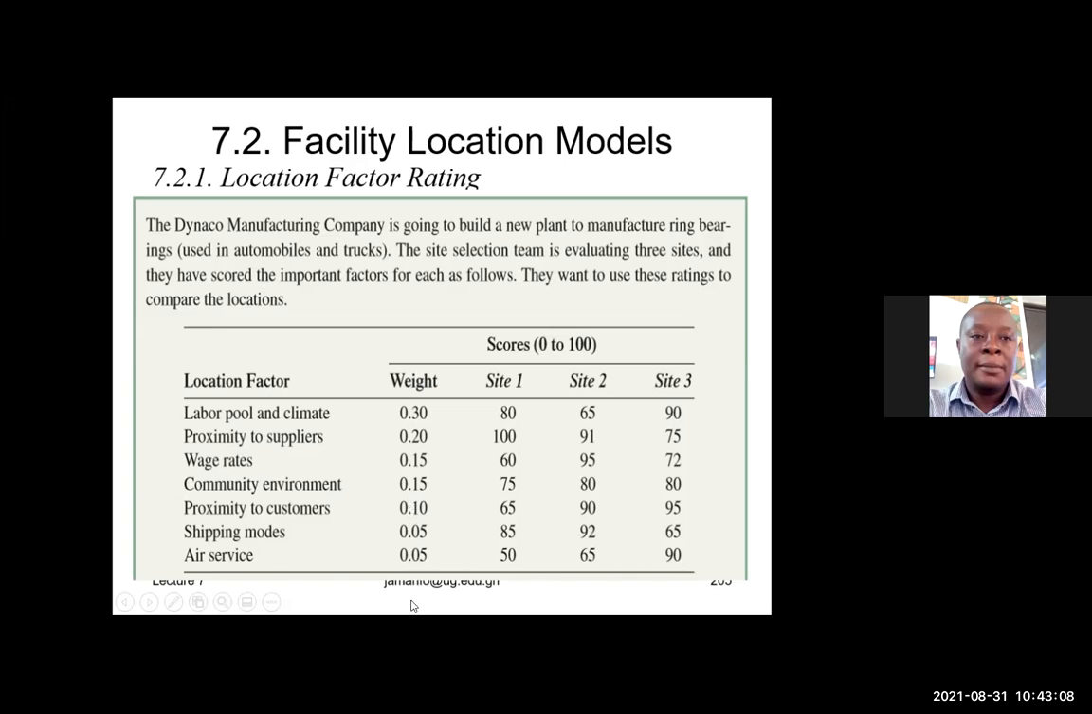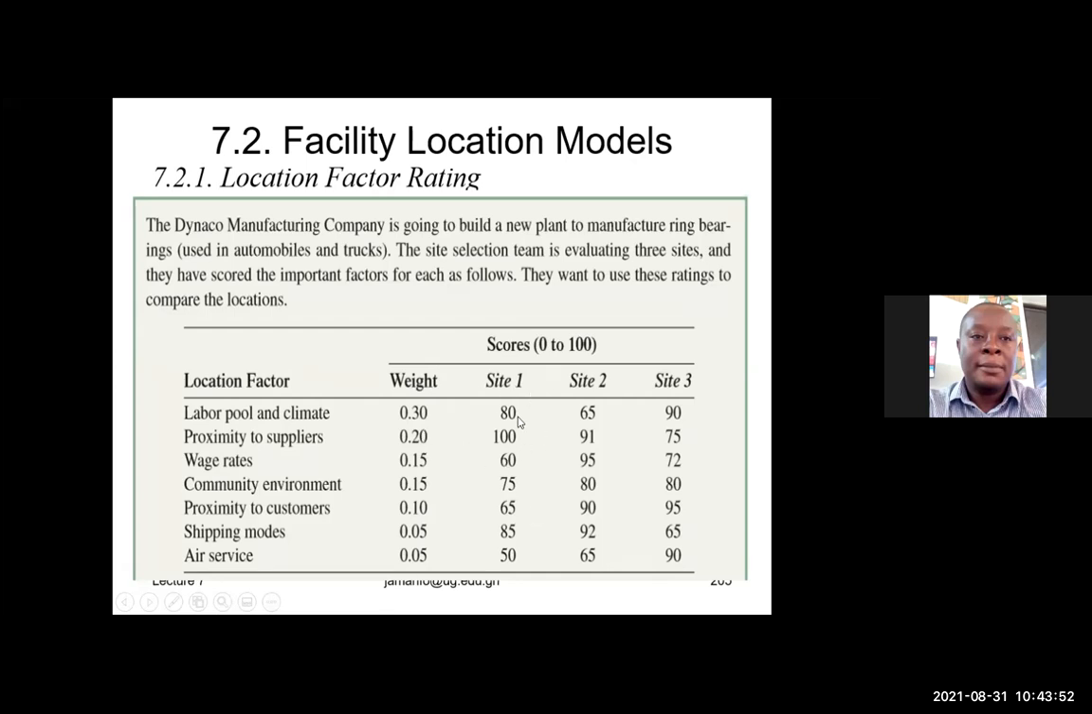So those are the weights. And I've explained to you that the weights are assigned to the factors subjectively, depending on what the company or the selection team thinks is important to them. In this example, the selection team thinks that labor pool and climate is very important, so they assign a bigger weight of 0.30. Next, proximity to suppliers. They want a place closer to suppliers, and that is weighted 0.20. So these are the weights.